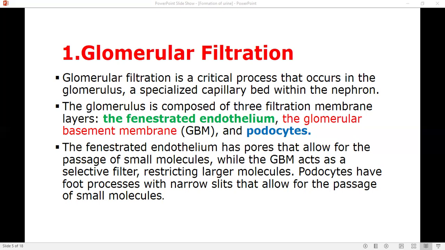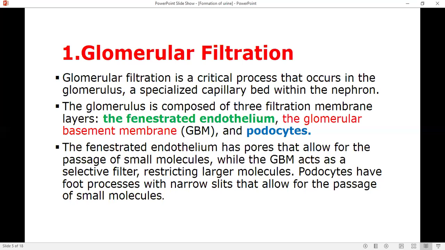Okay, so it acts as a selective filter, restricting large molecules. Then podocytes are foot processes with narrow slits that allow for the passage of small molecules. These are all marks once we are explaining this. Now, we need to look at what substances cross this same filtration membrane.